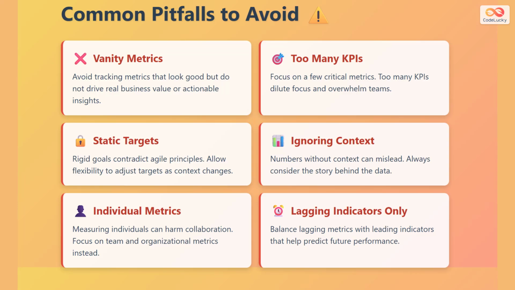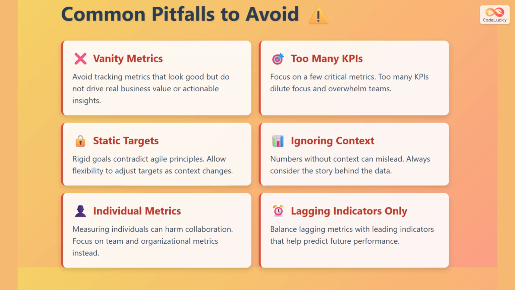Even with the best intentions, organizations often fall into common traps when implementing Agile KPIs. First, beware of vanity metrics. These are numbers that look impressive but don't drive real business value or actionable insights. Celebrating high velocity means nothing if you're building the wrong things.